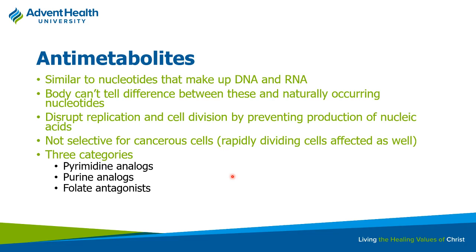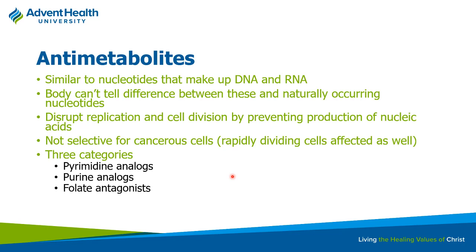So the first group we're going to talk about is our anti-metabolites, and a lot of these look very similar to our normal nucleotides that make up our DNA and RNA. We'll look at ones that look like pyrimidines and ones that look like purines. Basically, the body can't tell the difference between the drug and a normal nucleotide that it would want to incorporate into its DNA or RNA. So the drug gets incorporated into the DNA, but it normally lacks a sugar backbone, or it has some sort of modification, such that the cell can no longer produce any more DNA.